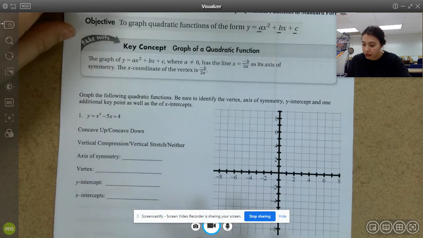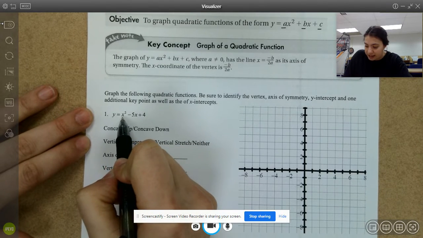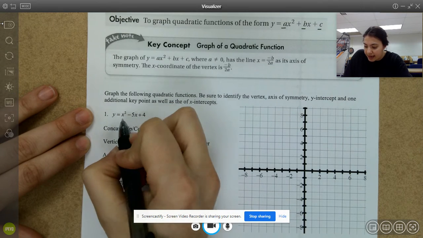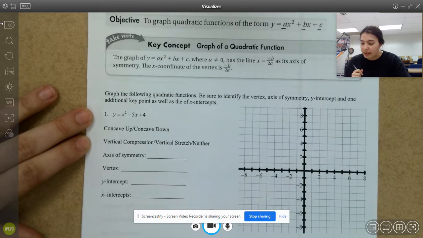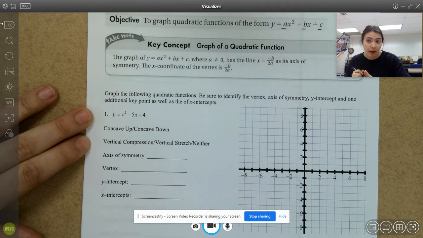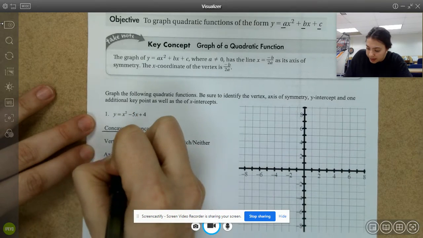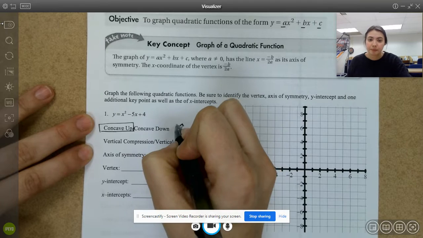So first, let's start with example number 1. We have y equals x squared minus 5x plus 4. Now, first off, because we only have x squared to begin with, that means our leading coefficient is just positive 1. So that means that our parabola is going to be concave up. It is going to be this U-shaped figure.